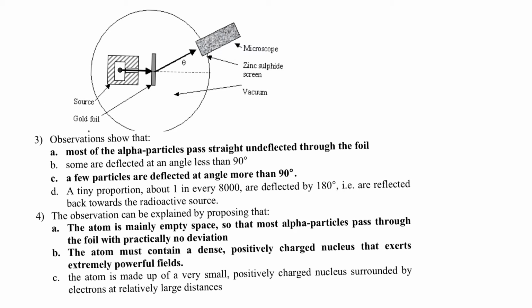It means that when he placed the microscope at this direction, you notice most of them pass straight through undeflected. That means he got so many scintillations, non-stop. Most of them are passing straight through undeflected, as if there was nothing there. There was a gold foil there, but since most of them hit this direction, he was just wondering why most of them just pass through as if there was nothing there. Okay, then the next one, which is some are deflected at angles less than 90 degrees.